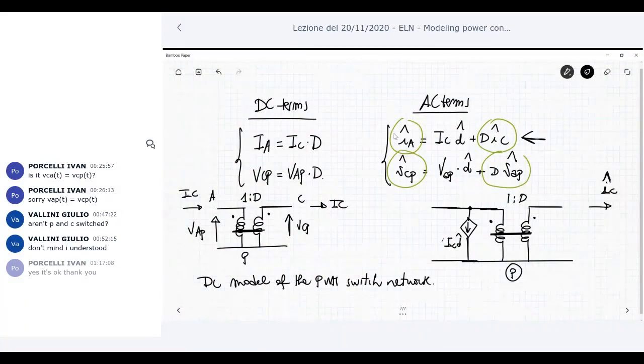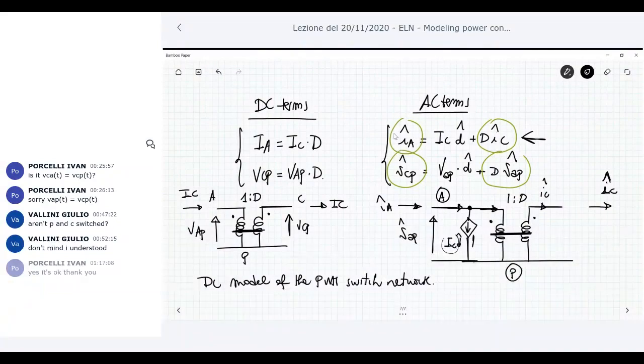IC hat, okay, but this is IC DC terms. This is VAP, so this is A, and this is IA hat. Okay, so you can see that at this node here, IA is the summation of the current that flows here, that is IA DC, plus the current flowing in this current dependent current source here. In the same way, the voltage equation is just a voltage Kirchhoff law.